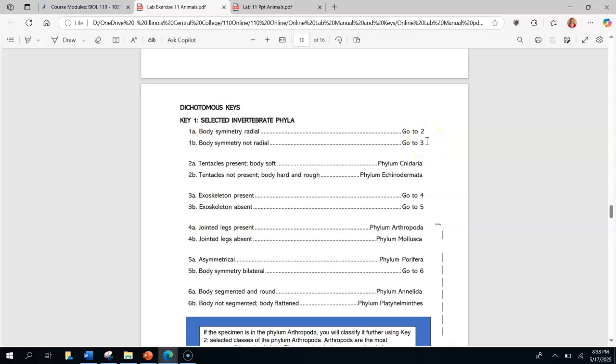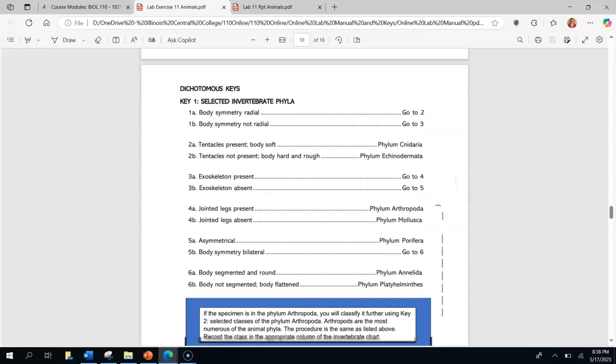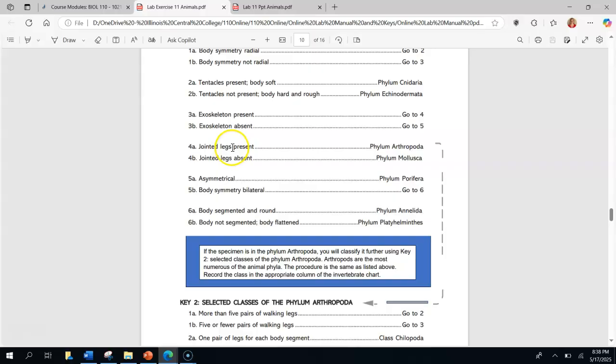Radial means kind of like tire spokes, like in a circle. So it's not radial, and we're going to go to 3. Exoskeleton present or absent? Well, it was present, so we're going to go to 4. Jointed legs, present or absent? We had jointed legs, so we're going to go to the phylum Arthropoda.